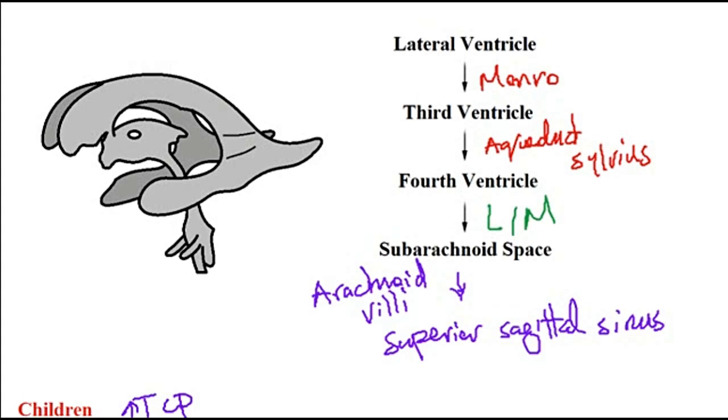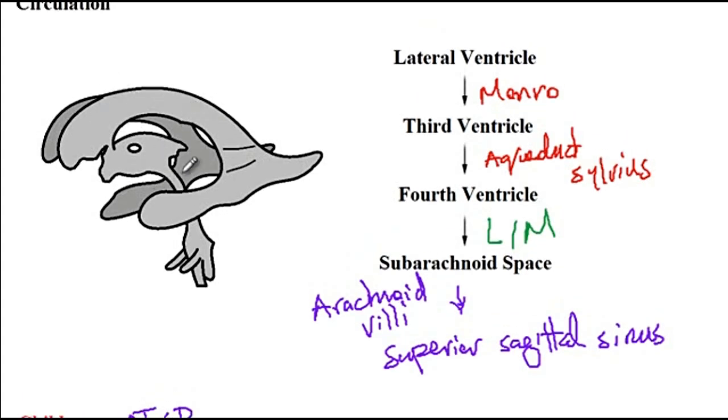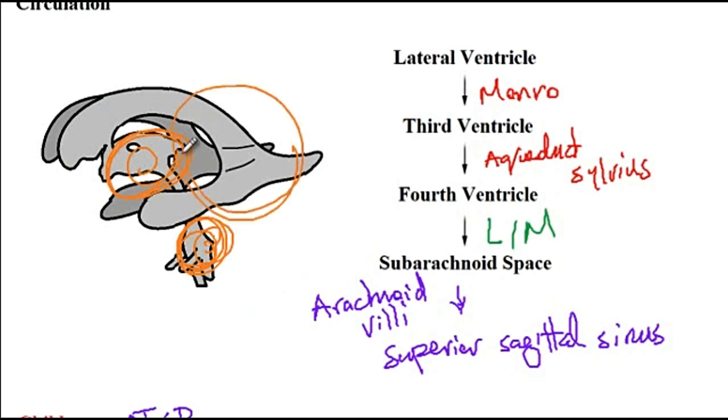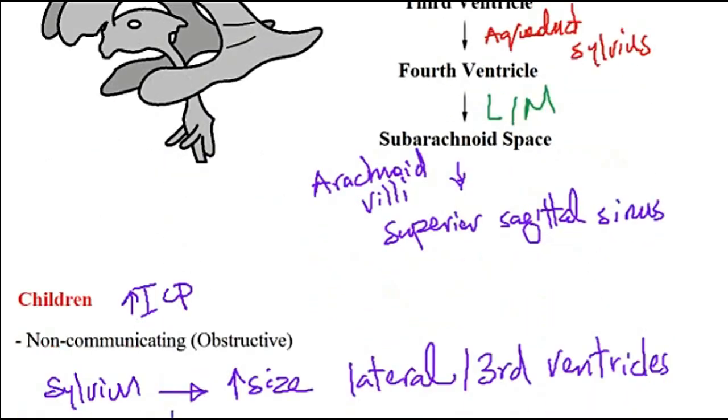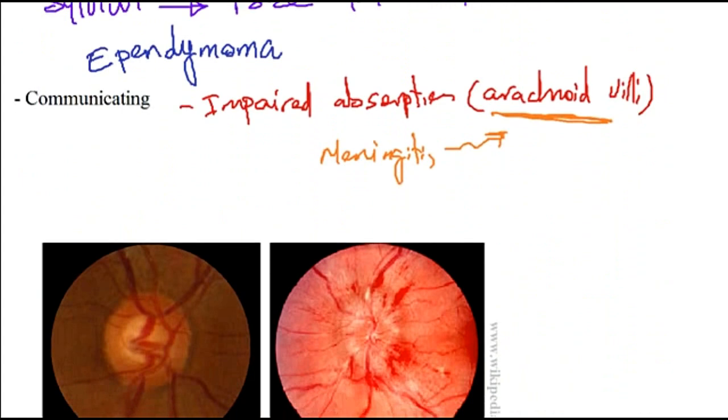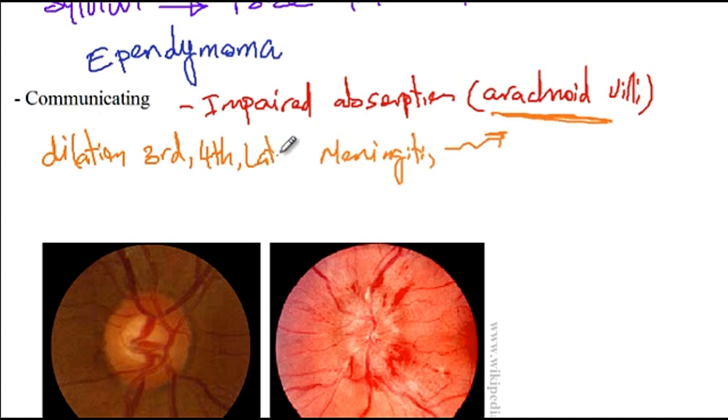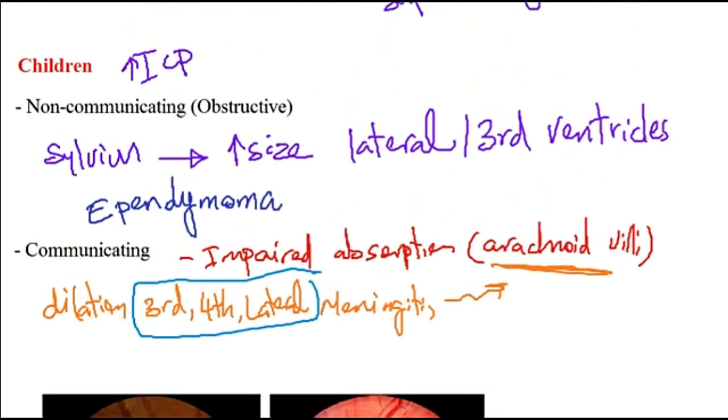Now you can imagine that if none of the cerebrospinal fluid is being absorbed, then all of the ventricles are being affected. So here we will have dilation of the fourth ventricle, dilation of the third ventricle, as well as dilation of the lateral ventricle. So once again, since the cerebrospinal fluid is not being absorbed in the arachnoid villi, now we will have dilation of the third, fourth, as well as lateral ventricles, compared to the non-communicating hydrocephalus, where it was due to the obstruction of the cerebral aqueduct, we only got dilation of the lateral and third ventricles.